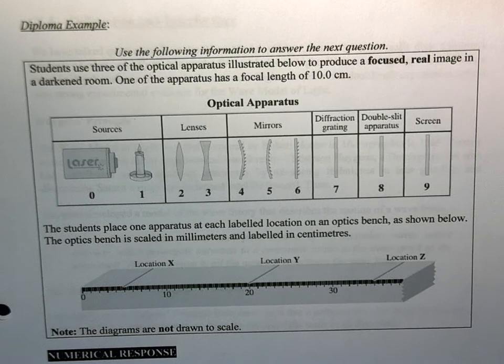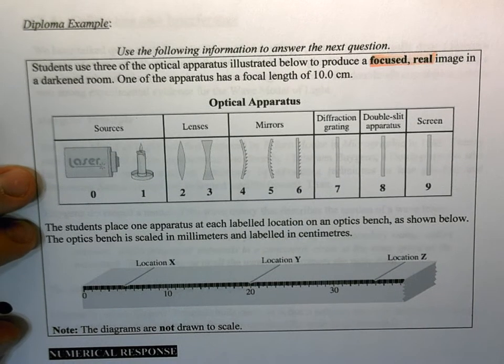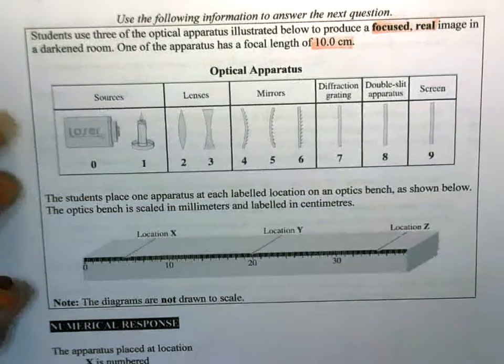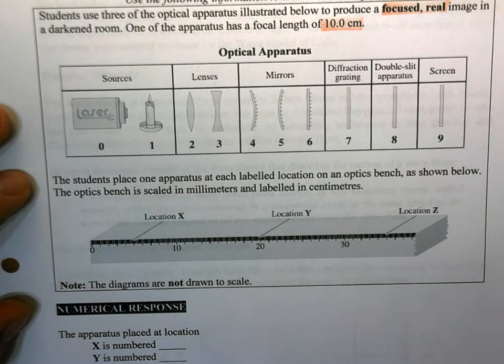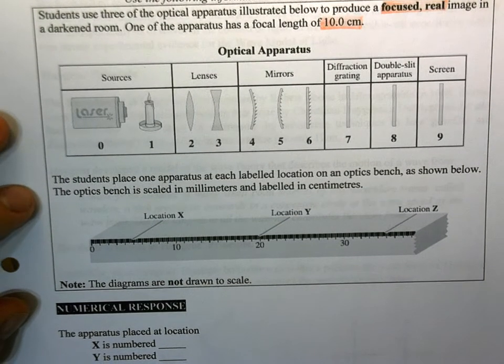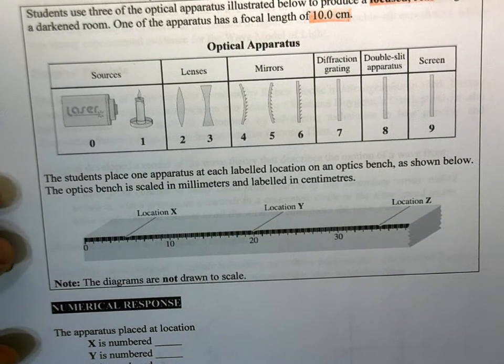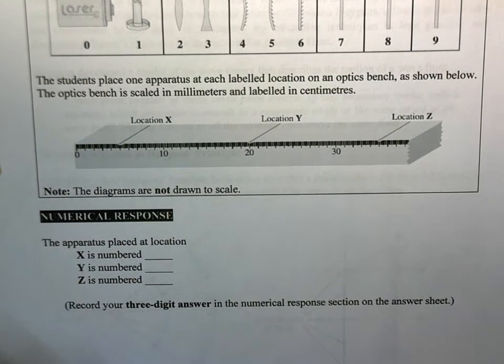Let's see what we have going on here. So we got students, they're going to use 3 of the optical apparatus that are illustrated below, and they would like to produce a focused real image in a darkened room. One of the apparatus has a focal length of 10 centimeters. So the students place one apparatus at each labeled location on an optics bench as shown below. The optics bench is scaled in millimeters and labeled in centimeters. So the apparatus placed at location X, Y, and Z.